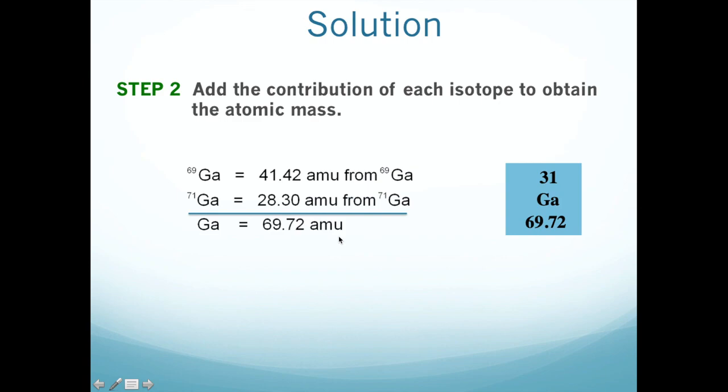Or the shortcut, of course, is you could have just looked up gallium in your periodic table and seen right there that it has an average atomic mass of 69.72. So that would have worked as well. Again, on a quiz or exam, that might save you some time. Just like looking it up in your periodic table is a lot quicker than doing the calculation. But basically, that's how the calculation works.